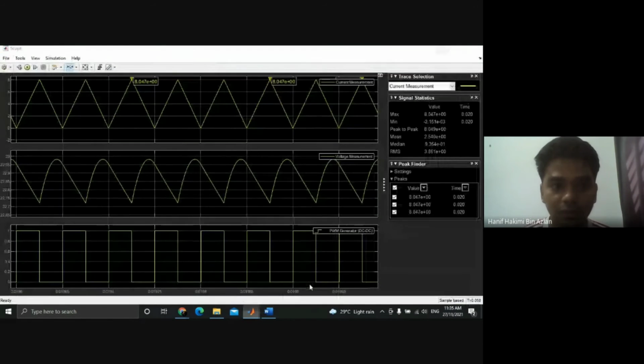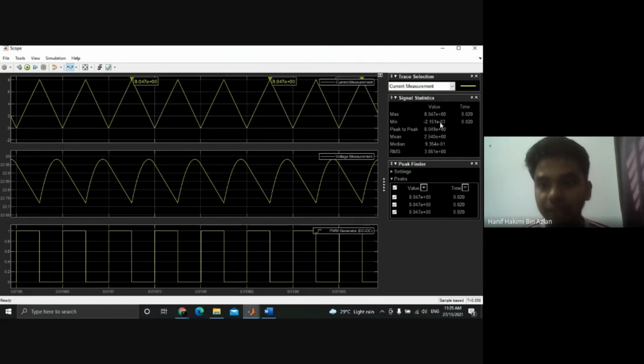For the waveform, this is the waveform for the current measurement, voltage measurement and PWM generator. What we can see here is that the maximum inductor current is 8.047, the minimum inductor current is negative 2.151 milliampere, and the average inductor current is 8.059.